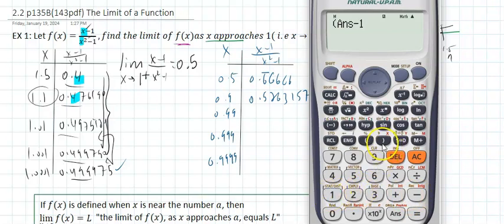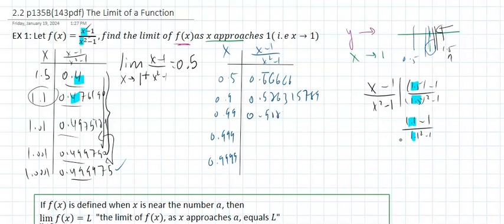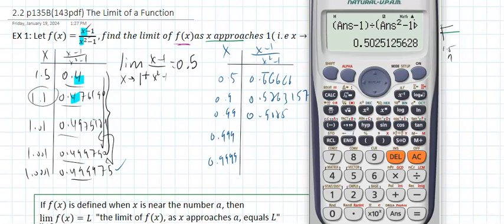minus 1, divided by answer squared, minus 1. So this is different than what we did before. 0.5025, 0.5025, 1256.